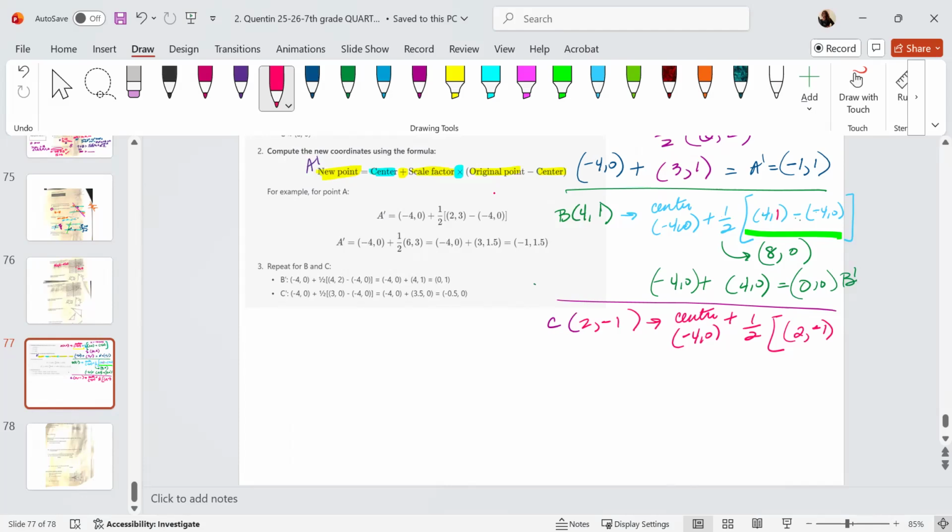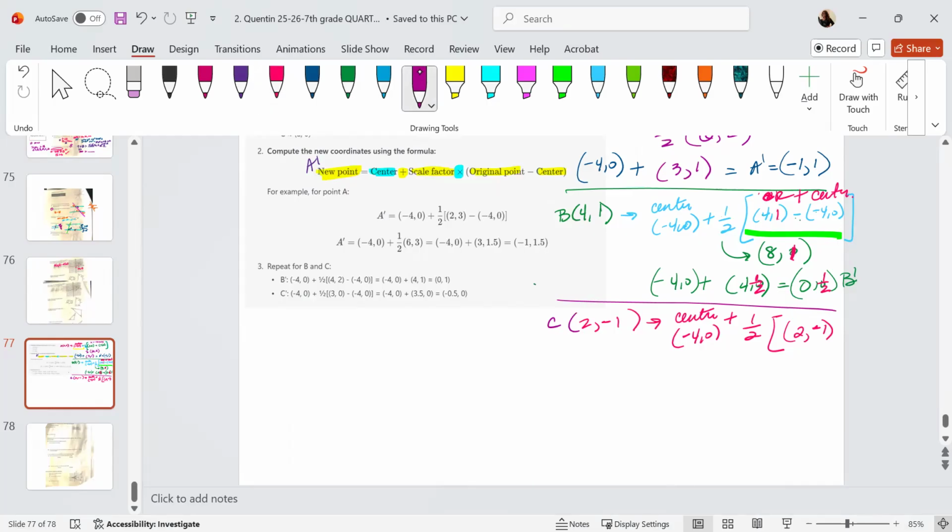The center, and then it's the original point minus the center. So 1 minus 0, this is actually a 1. Half of that is going to be a 4 and 1/2. Negative 4 plus 4 is 0. 0 plus this is 1/2. So B prime is 0 and 1/2. So make sure you put 0 and 1/2. I know, the way that she did it is ridiculous.